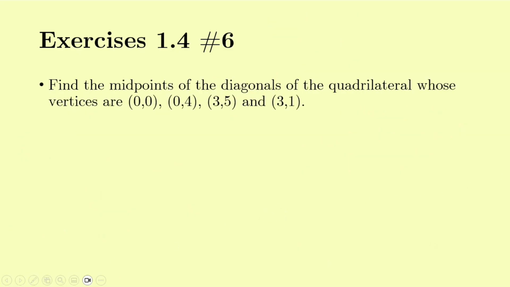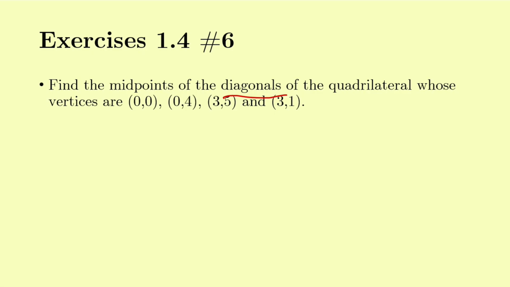Let's find the midpoints of the diagonals of the quadrilateral whose vertices are 0, 0, 0, 4, 3, 5, and 3, 1. We're looking for the midpoints of the diagonals of the quadrilateral. We need to find the diagonals first. So how do we compute for the diagonals, or determine the diagonals of these 4 vertices?